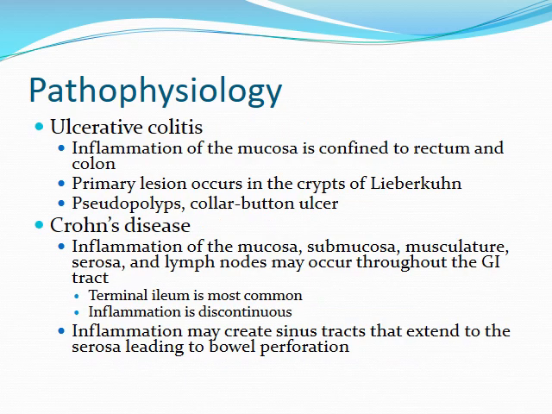Looking at ulcerative colitis specifically, the inflammation is usually confined just to the rectum and the colon. You usually see the primary lesions in the crypts of Lieberkuhn, along with pseudopolyps and collar button ulcers. On the other hand, with Crohn's disease the inflammation goes all the way through the epithelia, including the mucosa, submucosa, and so on. It can occur throughout the GI tract. Again, the terminal ileum is most common, and usually the inflammation is pretty discontinuous for the most part.